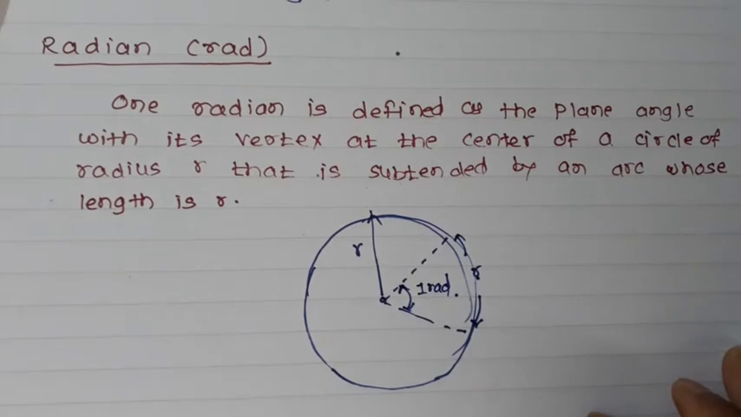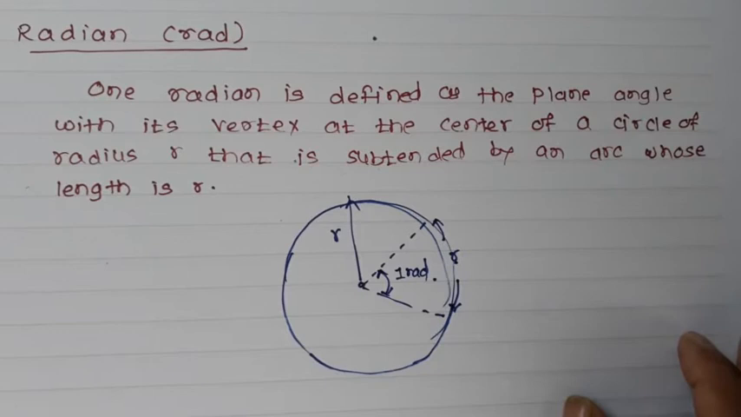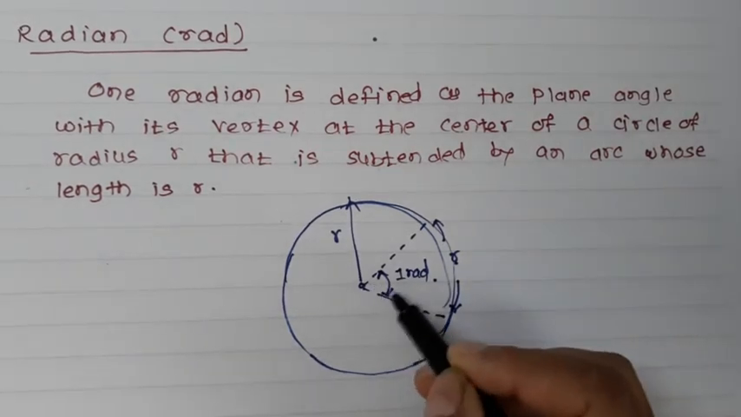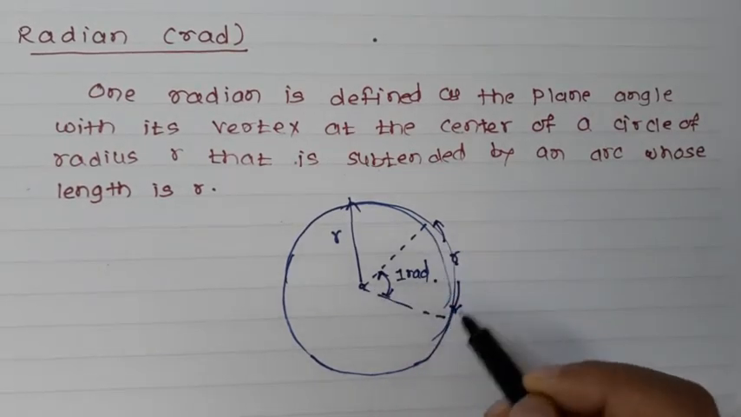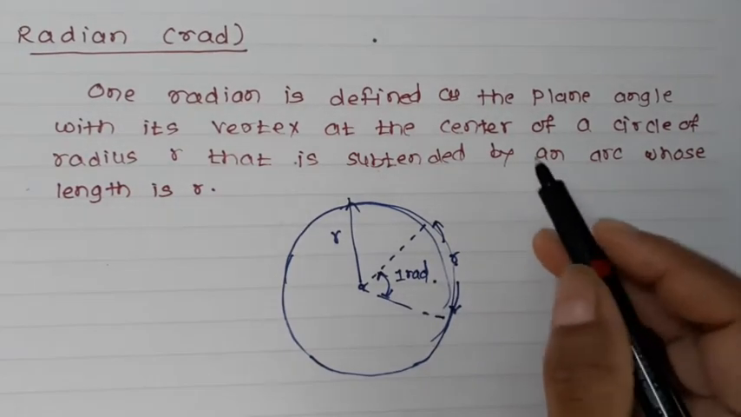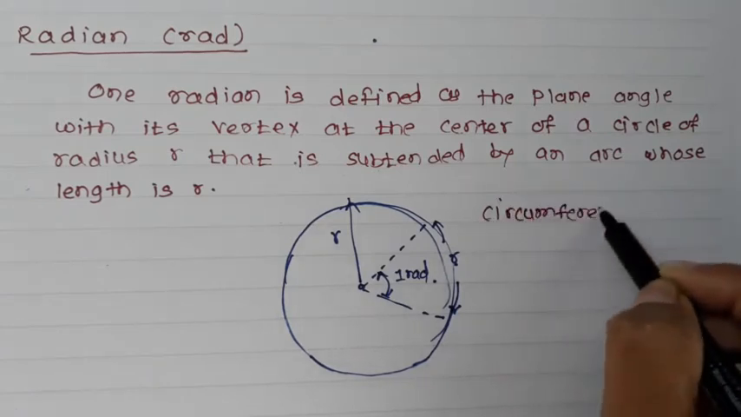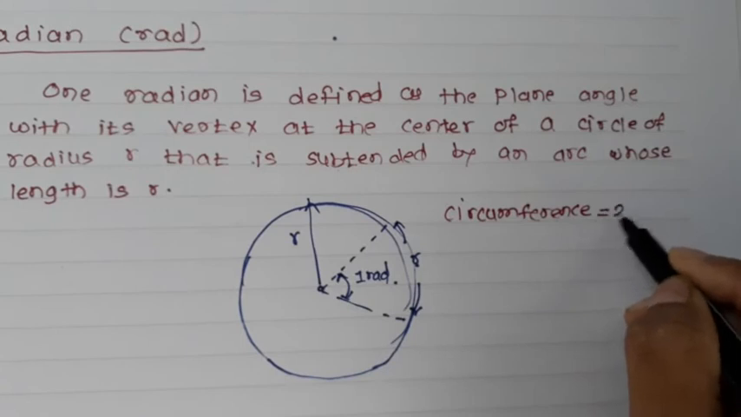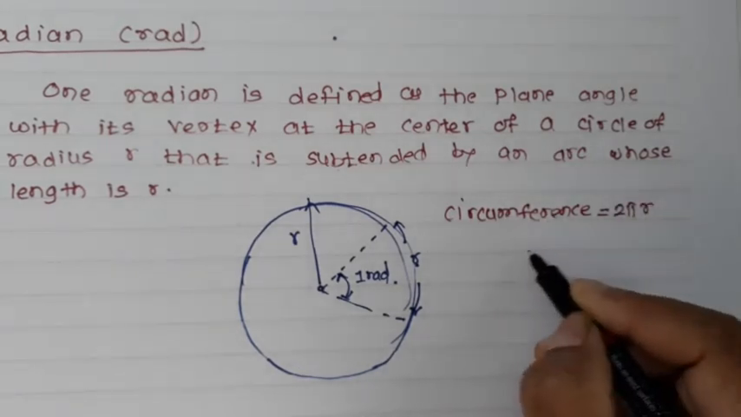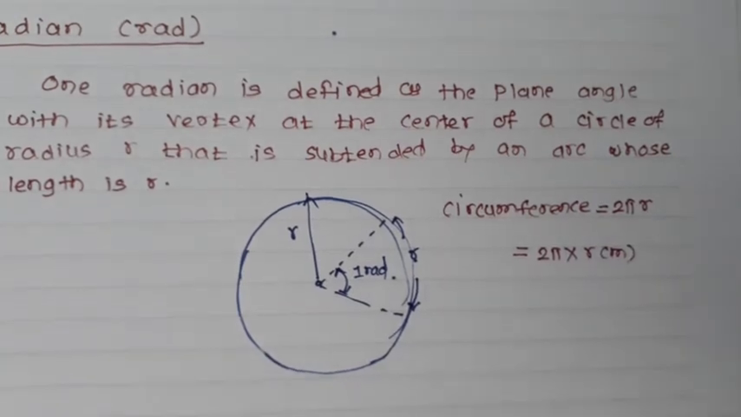This is how we illustrate the plane angle. Radian is nothing but the plane angle, the angle which is subtended by r. Now let us talk about the circumference of a circle with radius r. How are you going to find the circumference of this circle? The circumference will be 2 pi r, in meters.